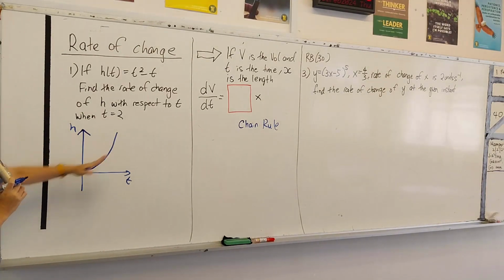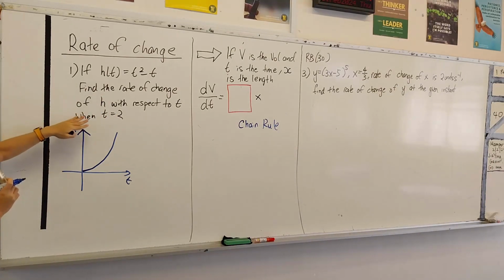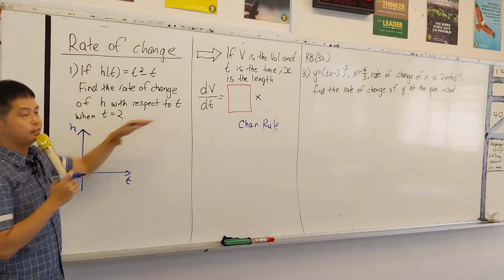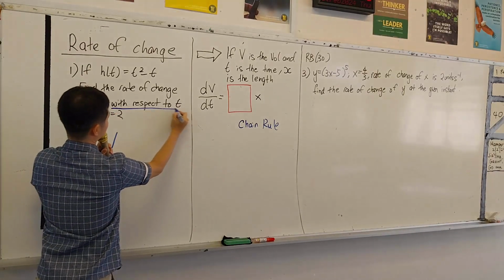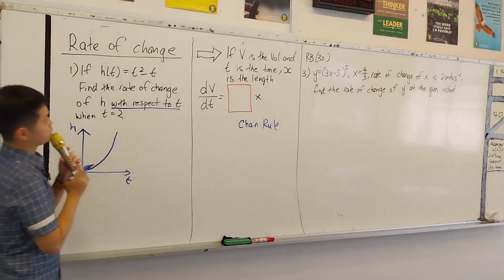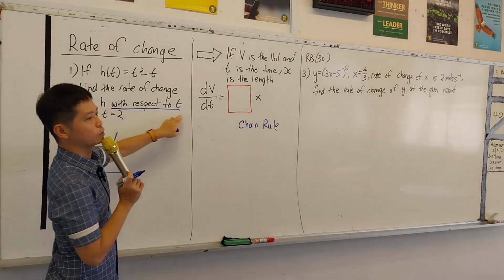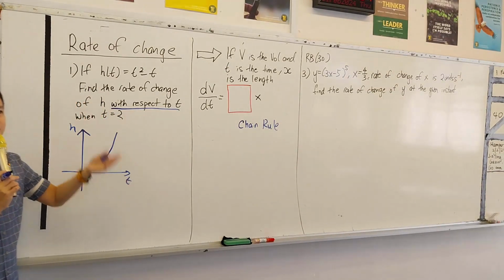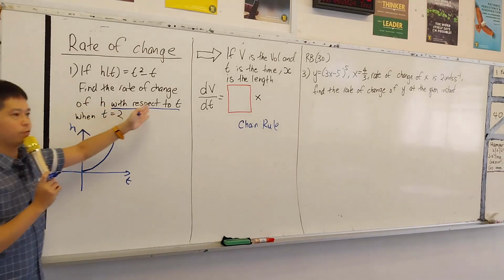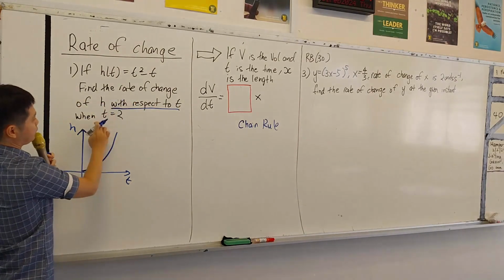So this is the concept. What do I want to find? I want to find the rate of change with respect to time. This info is not really necessary, because once you find the rate, it means it's with respect to time. I say again: later you will see questions that say find the rate, and we will not tell you with respect to time, because it is understood that rate must be with respect to time. Okay, so find the rate of change when t is 2.